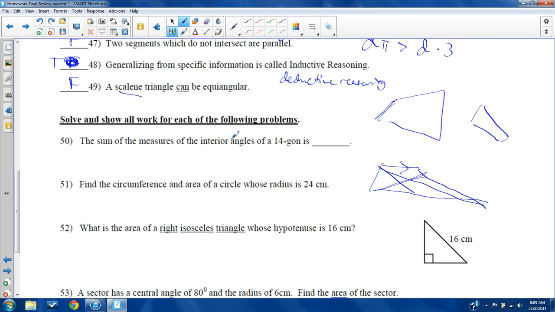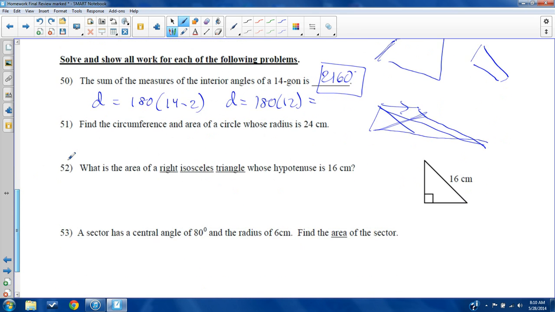Okay, solve and show all work for the following problems. I think I made up time there, which is nice. The sum of the measures of interior angles of a 14-gon. So these aren't multiple choice, so let's solve and show. 180 times 14 minus 2. No, understand how this formula works. So 14-gon is 14 sides. 14 sides is 12 triangles. That's really the way I'm looking at this. 12 triangles times 180 degrees equals 2160. So some of these, don't take my word for it, because there's no multiple choice. I can't guarantee I do these right all the time.